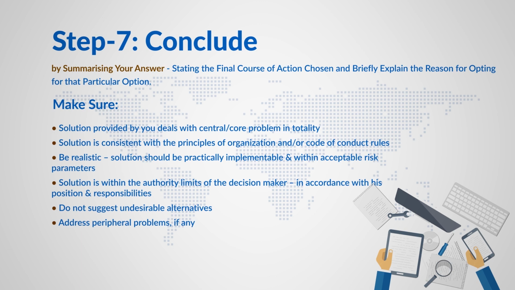Now, after you've done that and you're done with your solution, there are some things that you really need to make sure of. So step number 7 is all about making sure, number 1, that the solution provided by you deals with the central or the core problem in totality. Number 2, your solution is consistent with the principles of the organization or the code of conduct rules. Number 3, you need to be realistic. Your solution should be practically implementable and within the acceptable risk parameters. Number 4, your solution is within the authority limits of the decision maker, in accordance with his position and responsibilities. So if you are a therapist, say, your solution shouldn't make you a detective or a private investigator. Number 5, your solution shouldn't suggest any undesirable alternatives. And lastly, if there are any peripheral problems at hand, you should have addressed them.